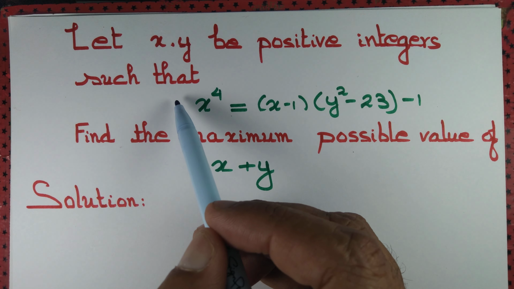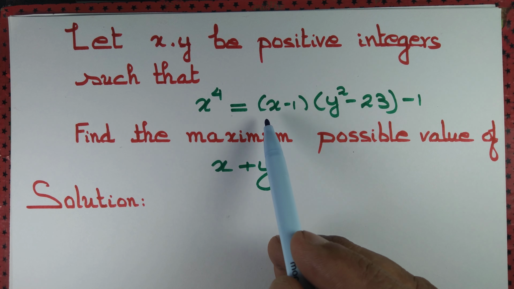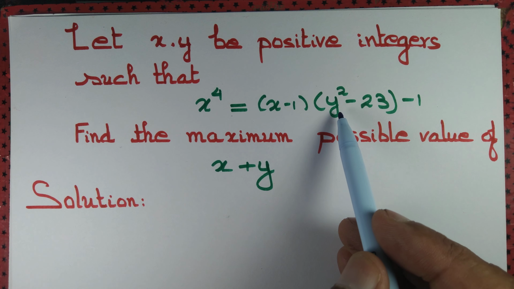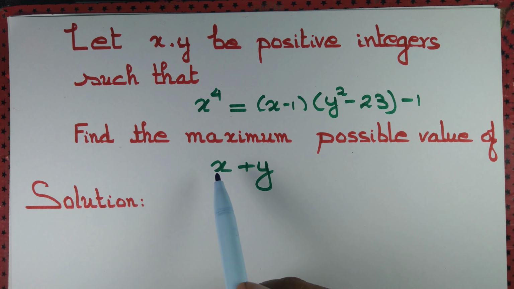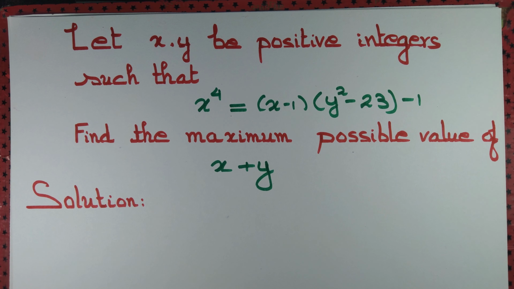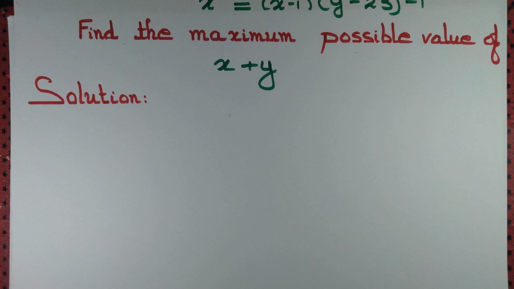Let x, y be positive integers such that x to the power 4 equals (x minus 1) times (y square minus 23) minus 1. Then can we find the maximum value of x plus y? The answer is yes. Let's do it.